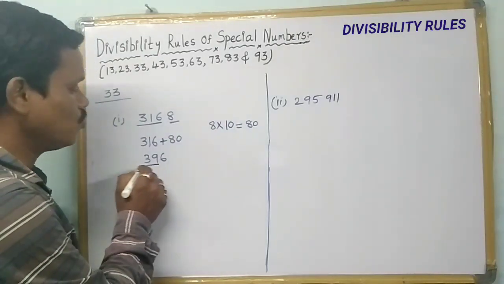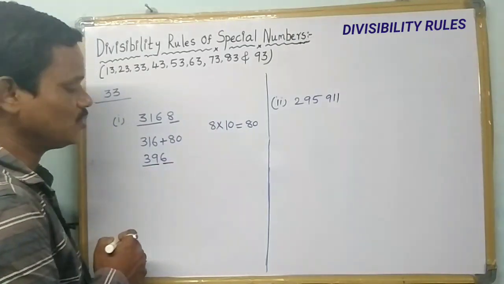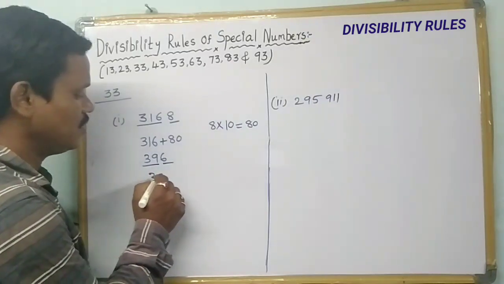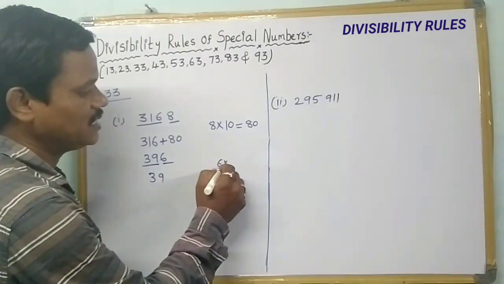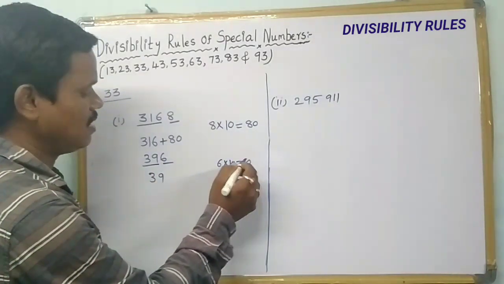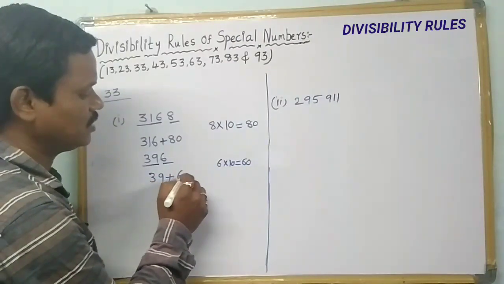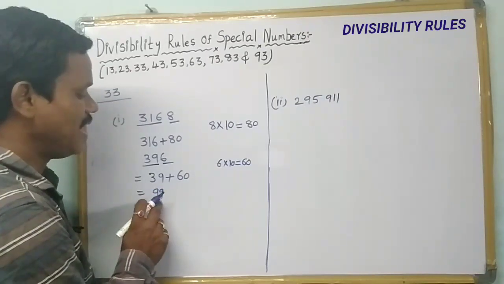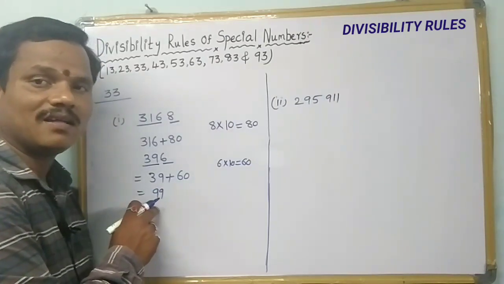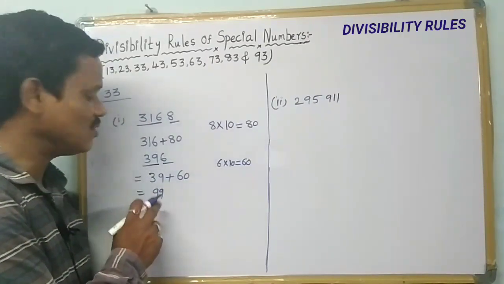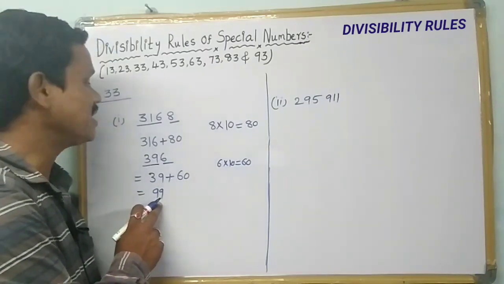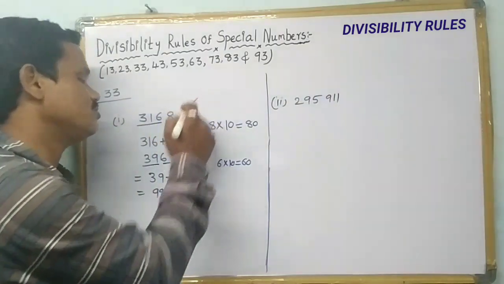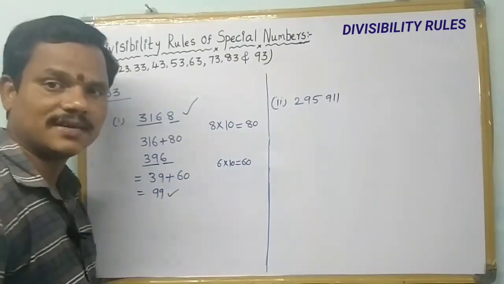Again divide it into two parts. 6 is the first part, 39 is the second part. 6 multiplied by 10 is 60. Add this to the second part. Now what is this? 99. 99 is a multiple of 33, so 99 is divisible by 33. So 3168 is also divisible by 33.